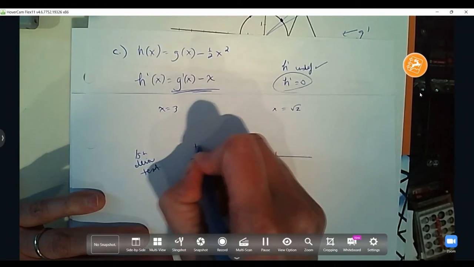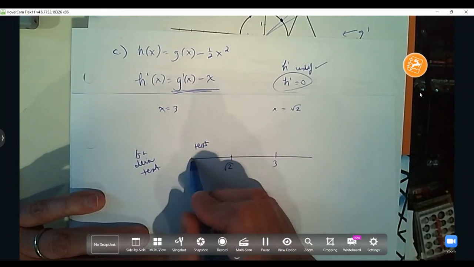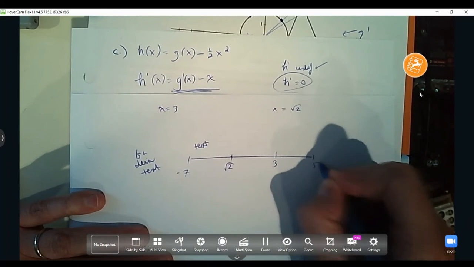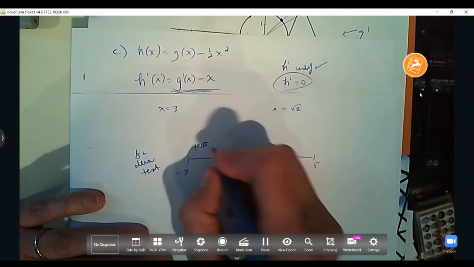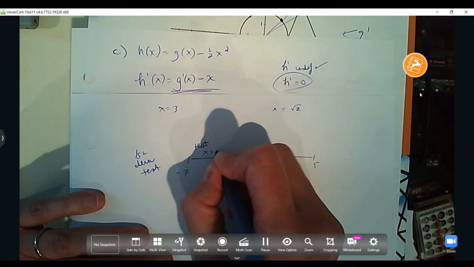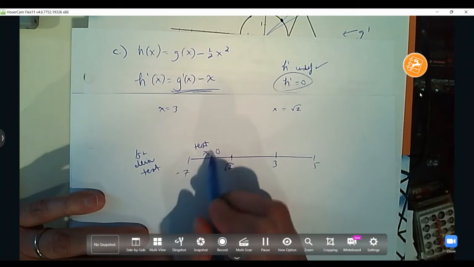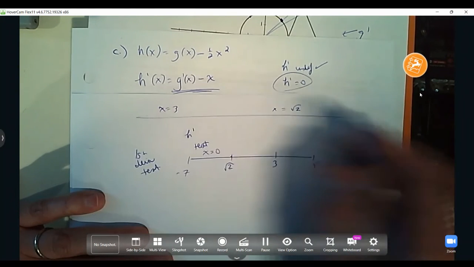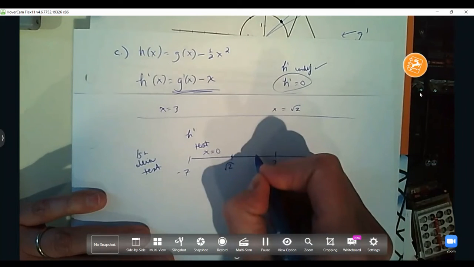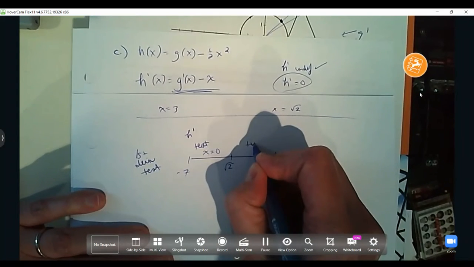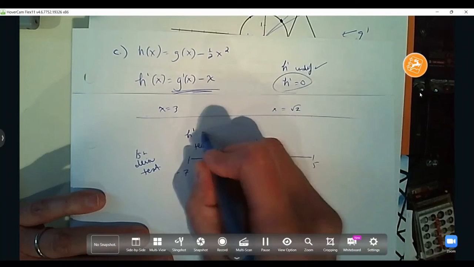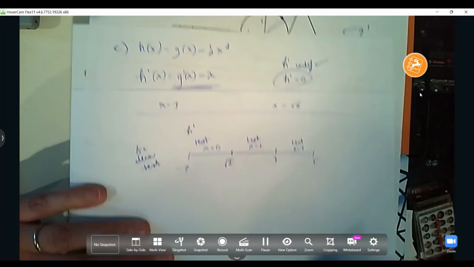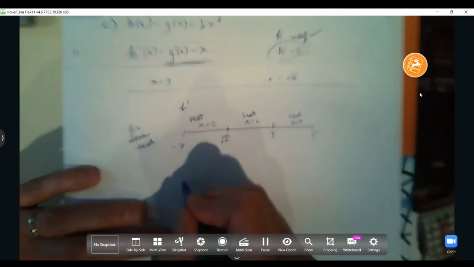And we want to test values to the left of radical 2. Now remember, we're on the open interval from -7 to 5, so we want to stick between those numbers. So what I'm going to do is test something in between radical 2 and -7. So I'm going to test x equals 0 to find the sign of h prime. And then I'm going to test something between radical 2 and 3, like 2, to find out if h prime is positive or negative. And then I'm going to test something over here like 4. And this method will be more familiar for us.